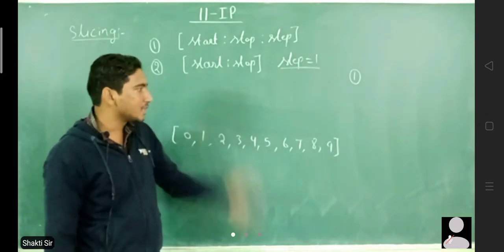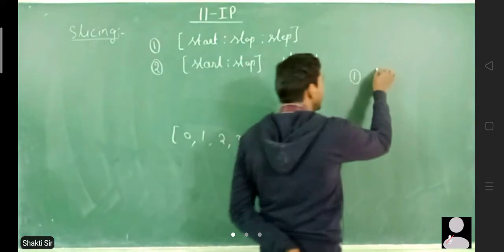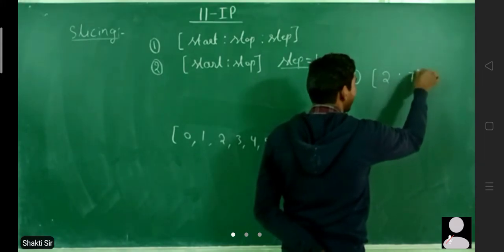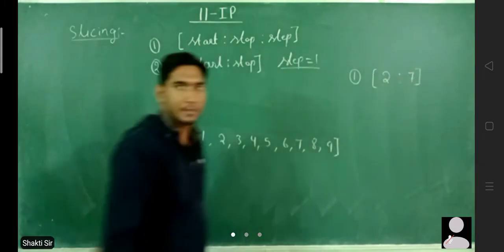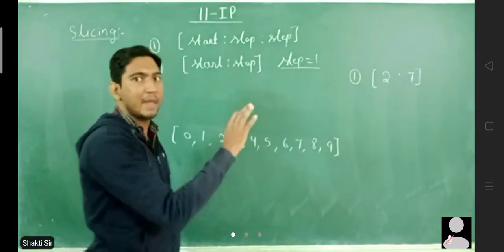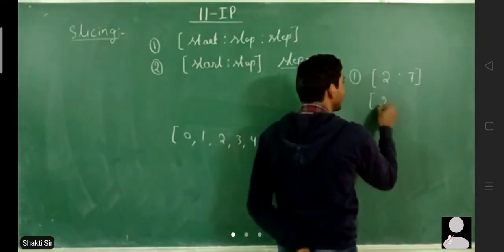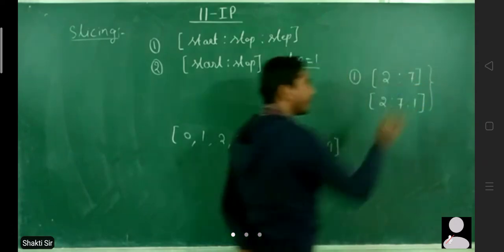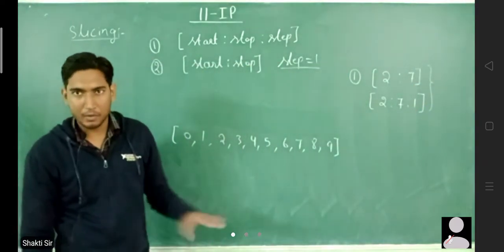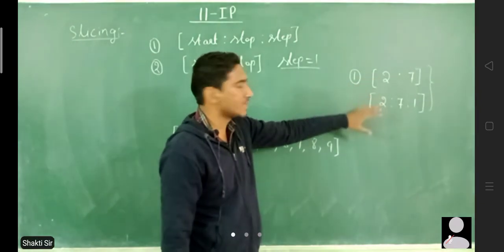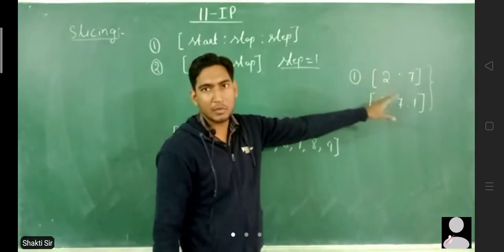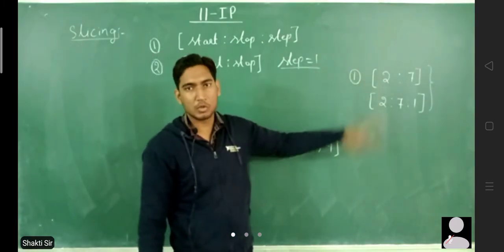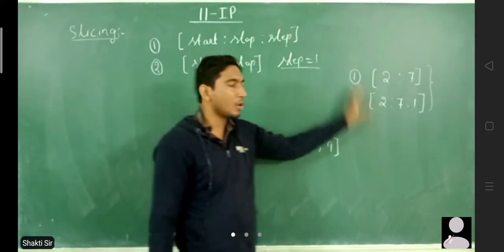So let us see the first example. Suppose this is my sequence, 2 to 7, then what will be the answer? This form is basically the same as 2, 7 with the default value of step being 1. Both of these are the same thing. This is the second form and this is the first form. In the second form the default value of step will be 1, and we can omit it. Here I am not using a step value, so by default the step value will be 1.